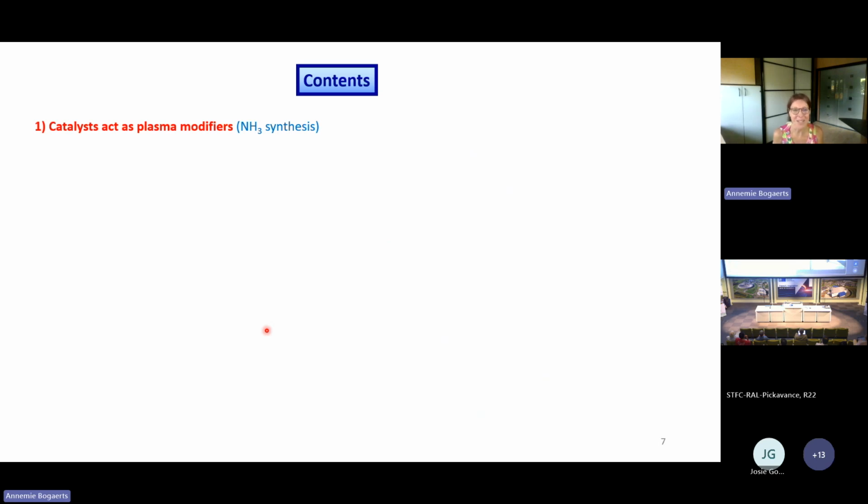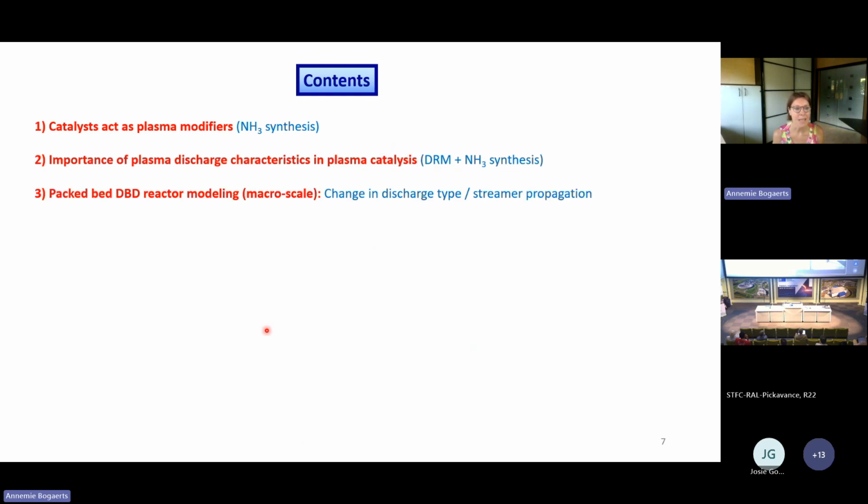So there are a lot of interactions, and that means we need a lot of fundamental studies to better understand the mechanisms. So in my talk, I will give a few examples of such studies. I will show that a catalyst also acts as a plasma modifier. And I'll show this for the example of ammonia synthesis. I will also show the importance of studying the plasma discharge characteristics in plasma catalysis, because this can give a lot of insights on what is happening, and it's not just the catalytic effects. I will show this and make a comparison between dry reforming of methane and ammonia synthesis. Then I will show some modeling results for a packed bed DBD to show the change in discharge type.